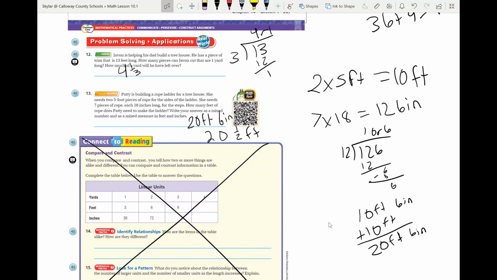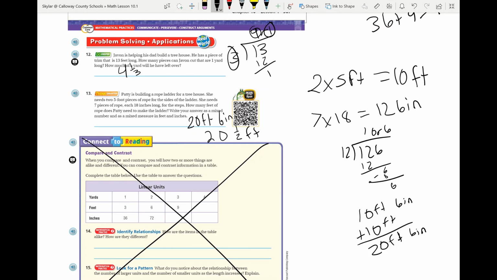Alright guys and girls, so let's check it out. For number 12 you should have gotten 4 and 1/3. What you probably got is 4 remainder 1, because to turn 13 feet into yards you just divide by 3. But it said how much of a yard will he have left over? So he will have 1 out of the 3 feet that he needs to make a yard. And then he'll have 4 total yards. So 4 and 1/3. But 4 remainder 1 technically is not wrong.